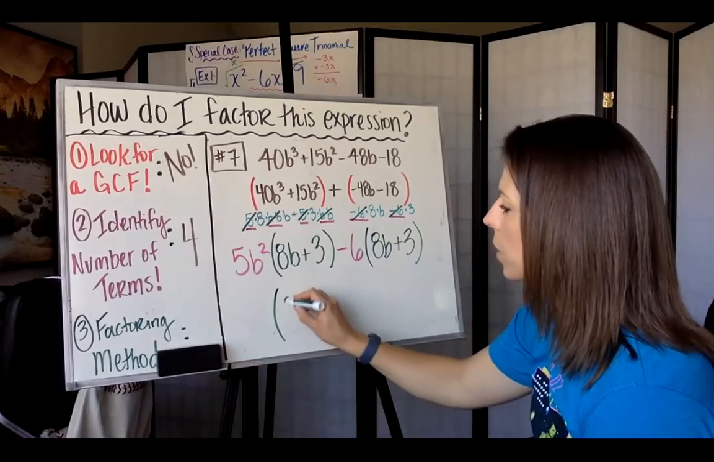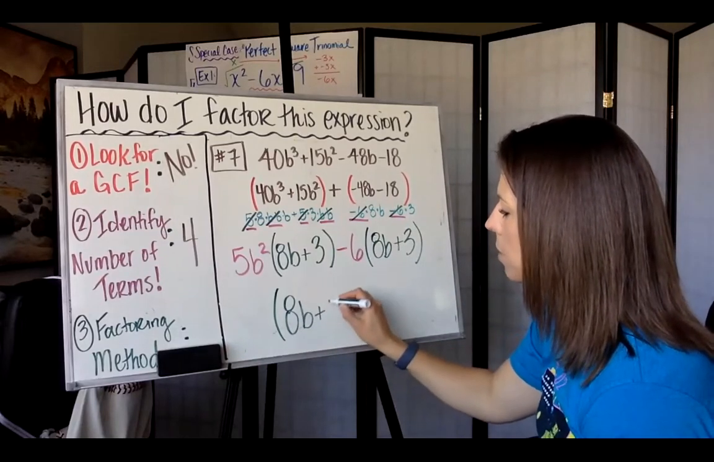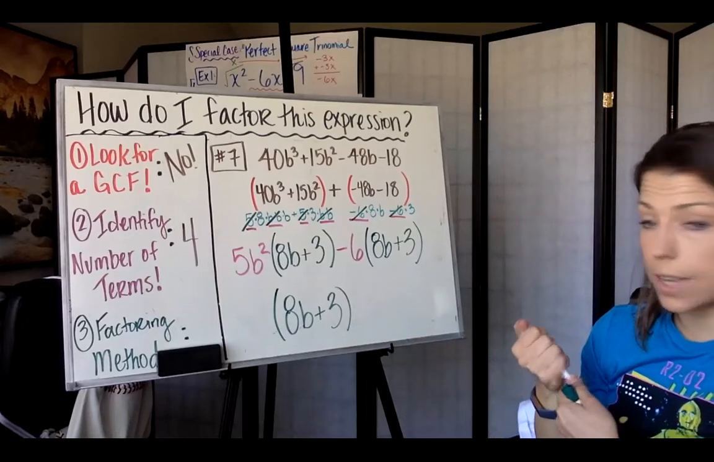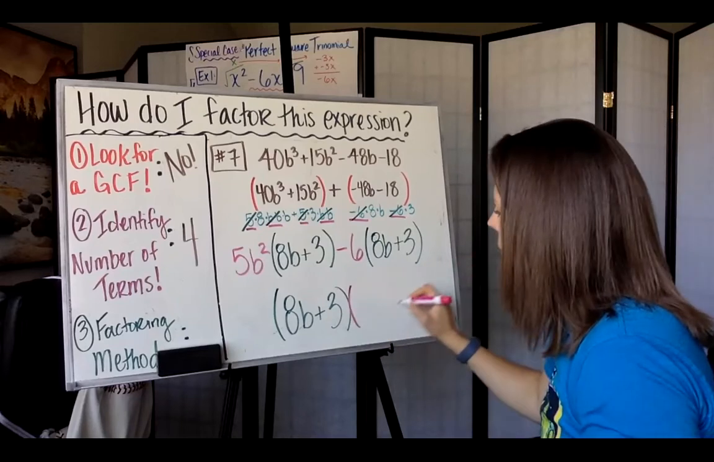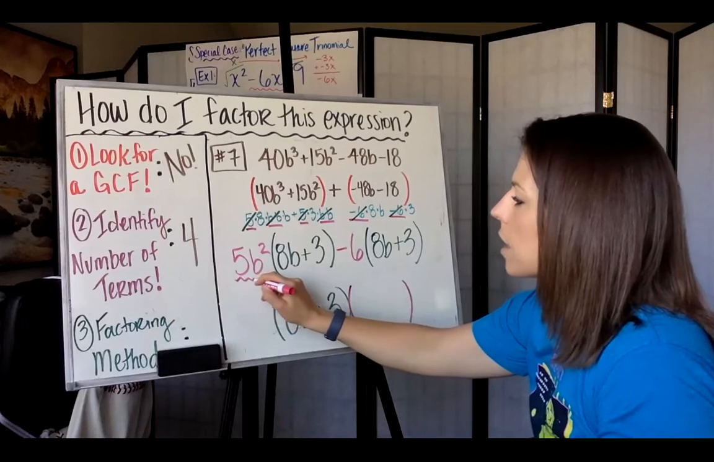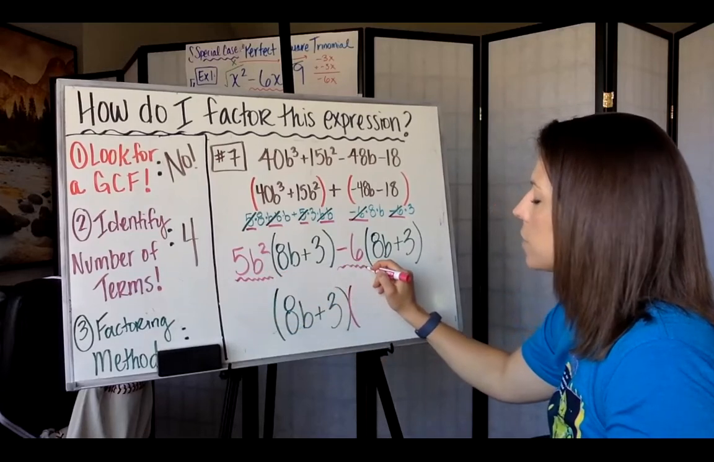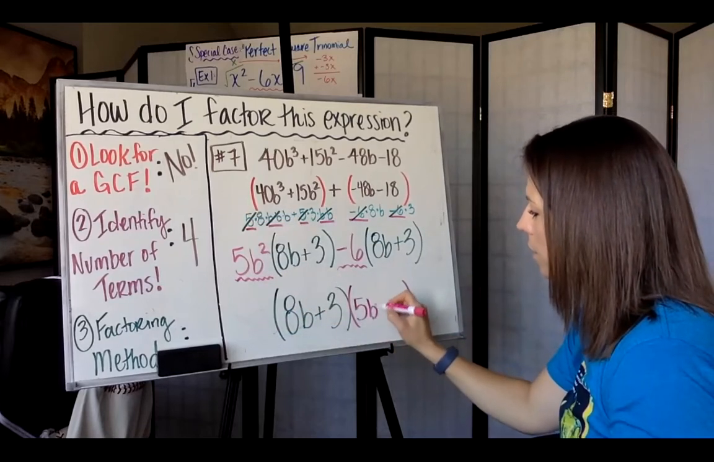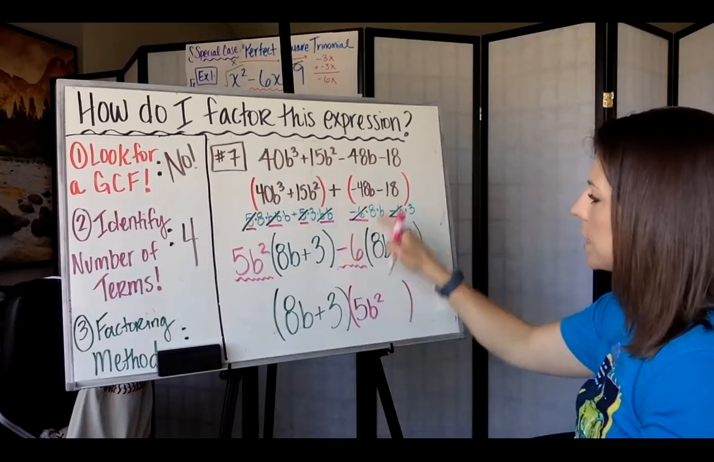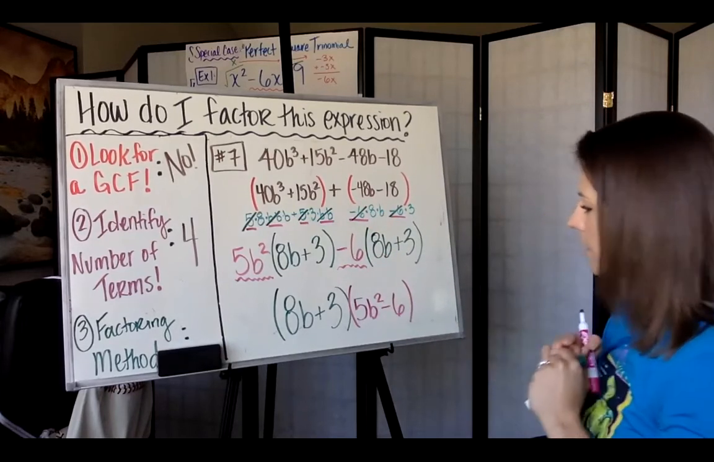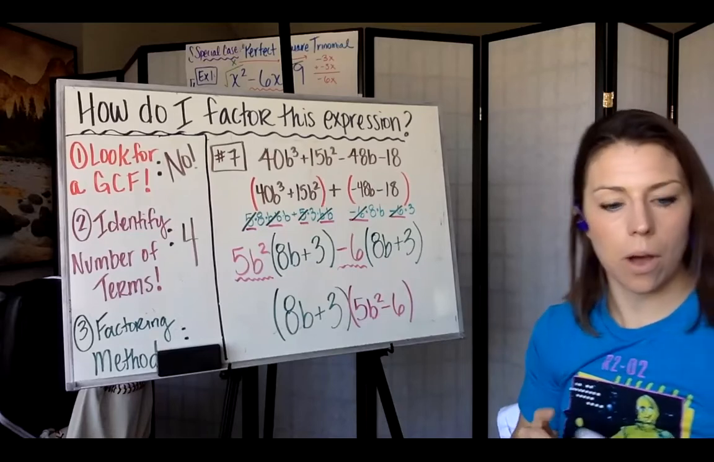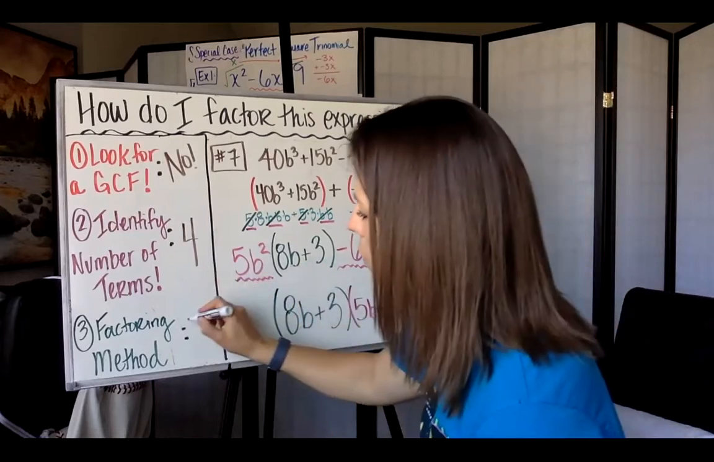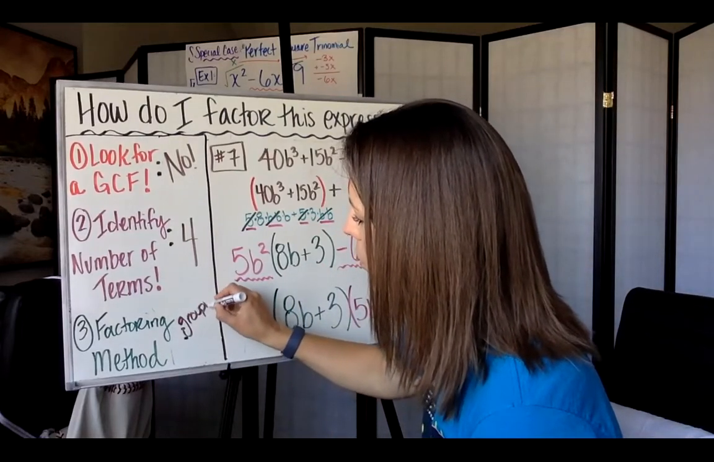We are going to pull out our common binomial factor, 8b plus 3. And then this is the part that some of you had expressed that you were struggling with. What is the second binomial? The second binomial is the combination of the two GCFs. So what was the GCF of the first two? 5b squared. What was the GCF of the second two? Negative 6. Voila, you are done. So again, there was no GCF here. It had 4 terms. So our factoring method was just to do grouping.